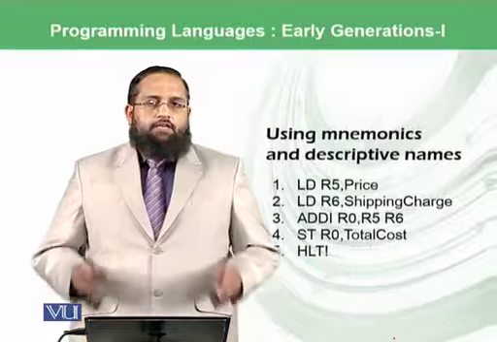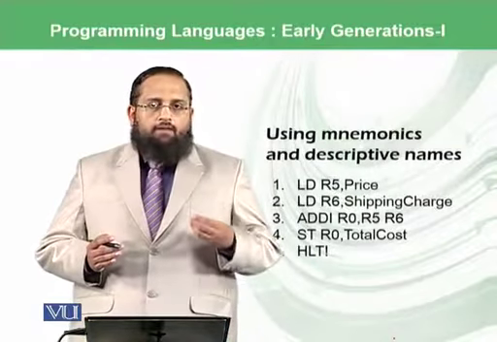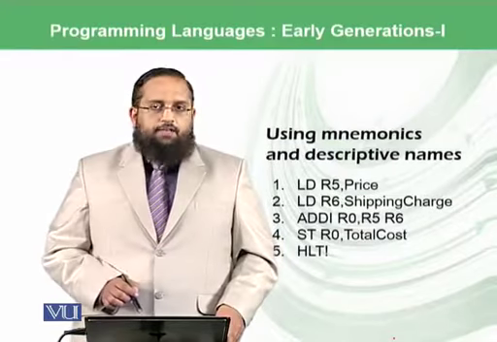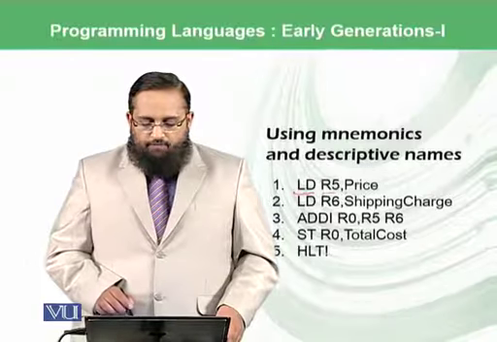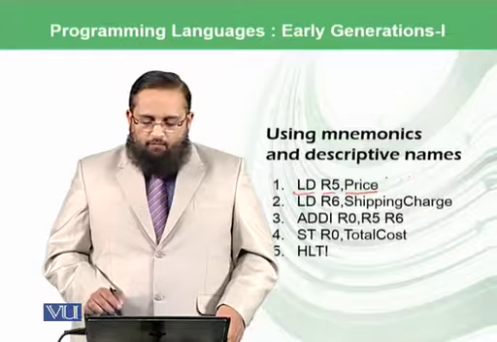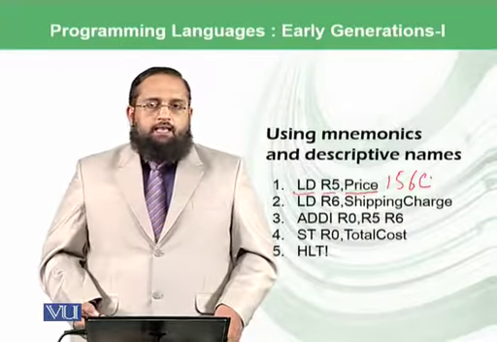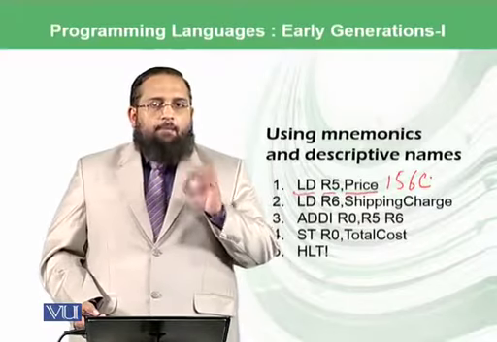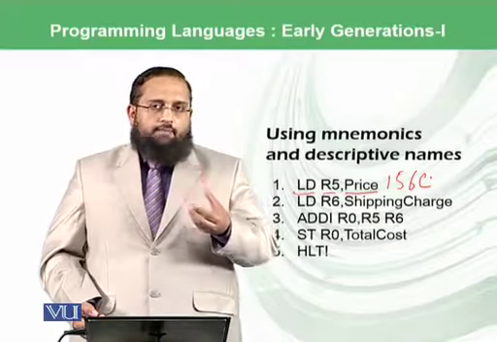Then there was a shift, that we should at least use some mnemonic or descriptive names. For example, the same instruction is being translated here. It is saying LD R5 price. So this was the instruction on the previous slide, 156C. 6C is the memory location, and that memory location has been given the name price, and that price is actually called a variable in programming language.